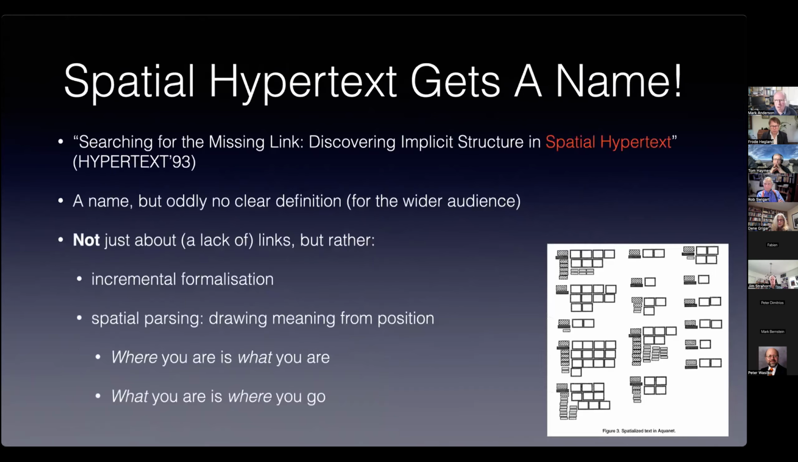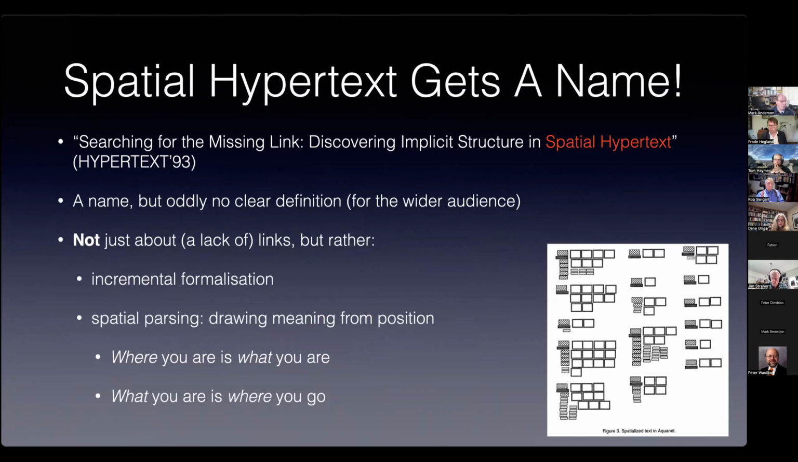So drawing on Aquanet, Marshall and Shipman then wrote a paper in 93 called Searching for the Missing Link, discovering implicit structure in spatial hypertext, which is where the term essentially enters the dialogue here. But interestingly, in the paper, they don't actually anywhere make a formal definition of what spatial hypertext is. But in their description of what has gone before, what comes out quite clearly is that it's not about whether you're having explicit visible links or not, but more strongly, it's about incremental formalization, the ability to build the structure as you go.